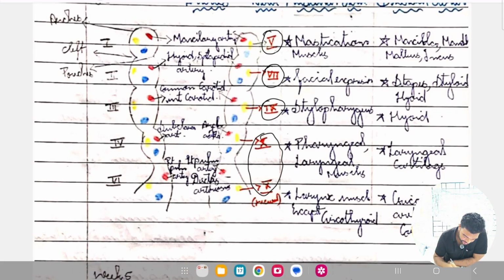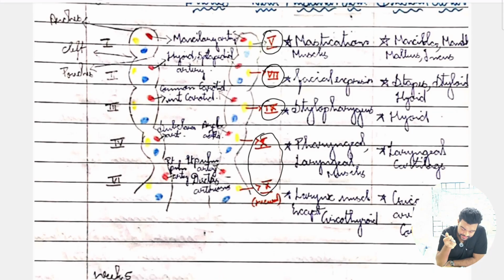Okay, because see, 5th nerve, what does it supply? Mastication, right? Chewing. Everything will be supplied by the trigeminal nerve, the 5th nerve, mastication muscles. Okay, then 7th nerve, facial expression. So facial expression muscles, smiling, angry, everything will be done by the facial nerve and facial muscles. Okay, then further going down, the 9th cranial nerve, stylopharyngeus, the pharyngeal muscles will be supplied by the 9th cranial nerve.